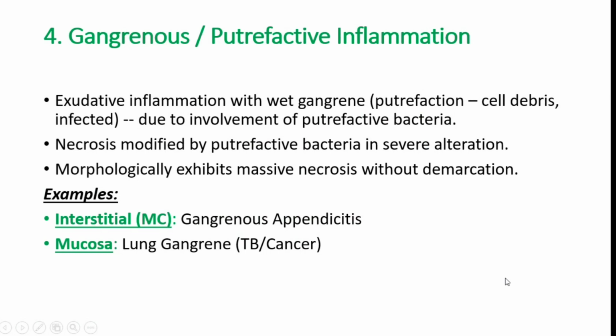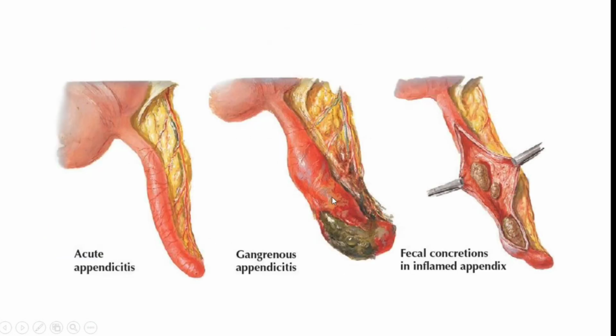And this is the picture of gangrenous appendicitis. Look how the gangrene looks greenish-grayish in color. And this is acute appendicitis, which further, due to the presence of putrefactive bacteria in the feces, becomes gangrenous appendicitis. So this is how gangrenous appendicitis develops.